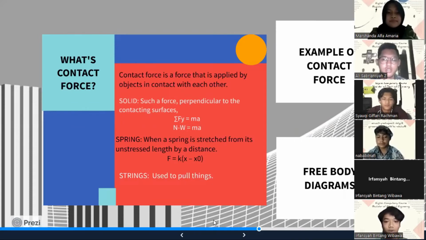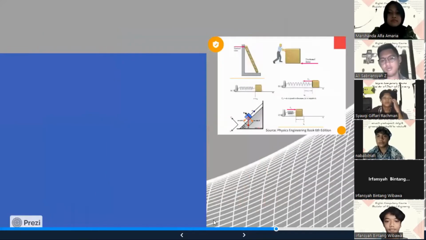Solid is a force perpendicular to the contacting surface, usually known as the normal force. And spring, when a spring is stretched from its unstressed length by a distance. And string, used to pull things. We can think of a string as a spring with a force constant so large that the extension of the string is negligible. Next.